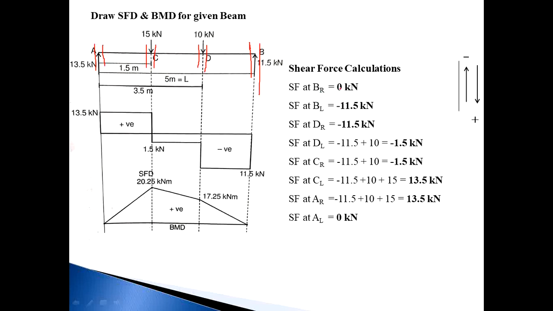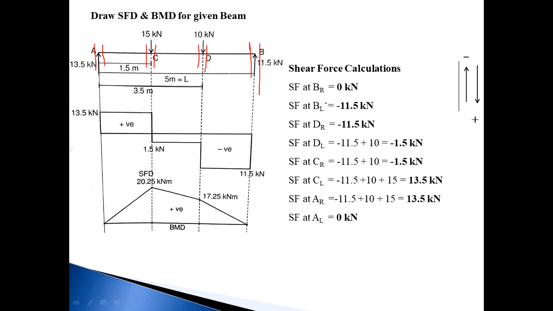If all your answers are correct, it will become like this: start with 0, end with 0. Now by using all these values, you can draw the SFD. Positive values are plotted upside of the baseline, and negative values are plotted downside of the baseline.